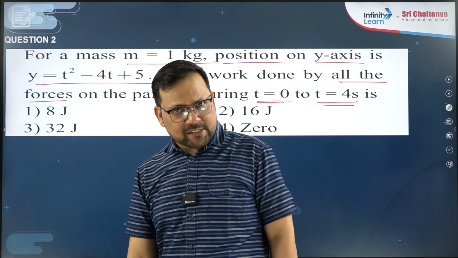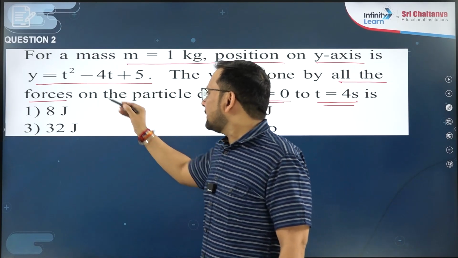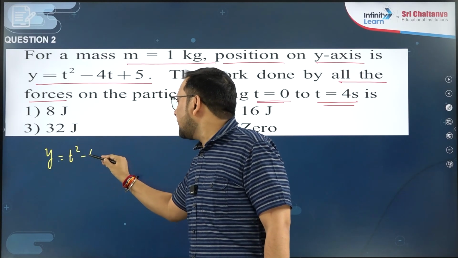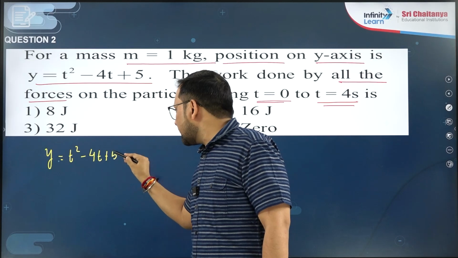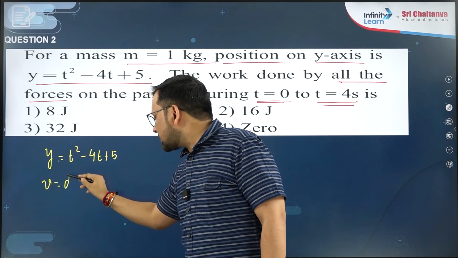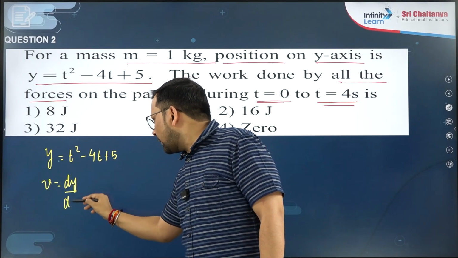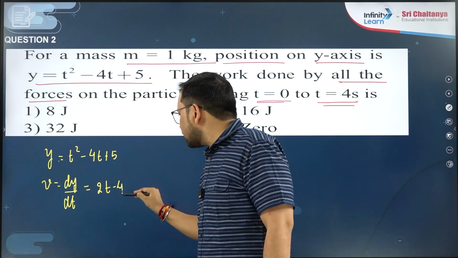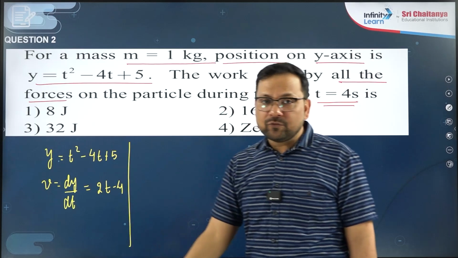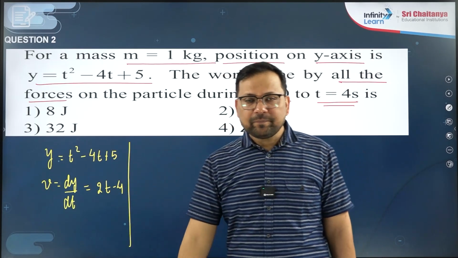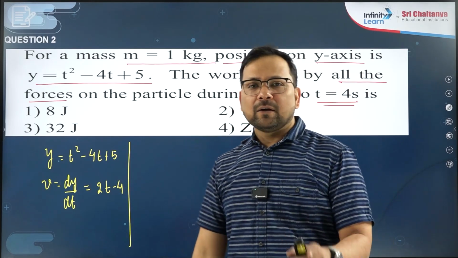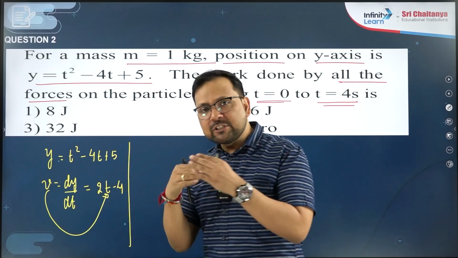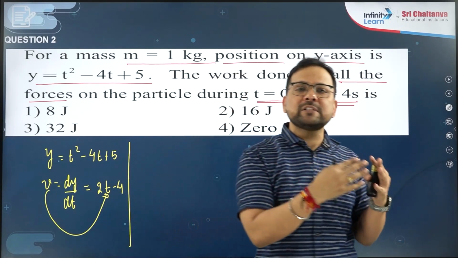Where is the speed? Speed is there, but not directly given. This is y, which is equal to t square minus 4t plus 5. So what will be the speed? Motion is on the y-axis. Speed on the y-axis is the magnitude of velocity, dy by dt, which is 2t minus 4. Okay, now we have v. Is that v changing? Try to think. Of course it is changing because it depends on t, and as time changes, v will also change.